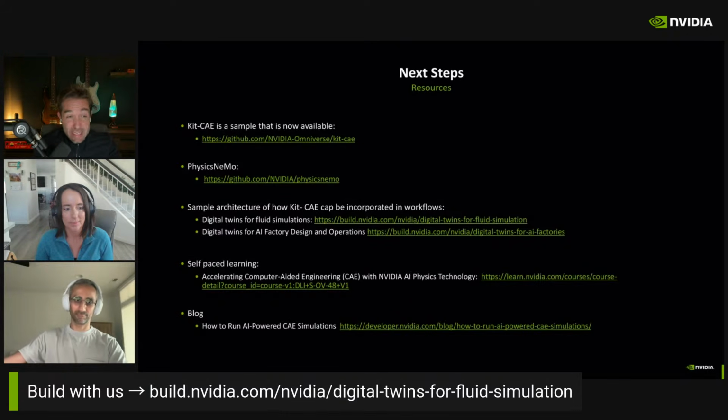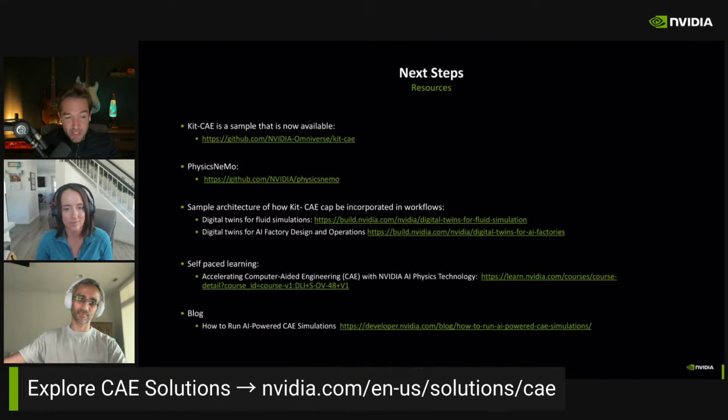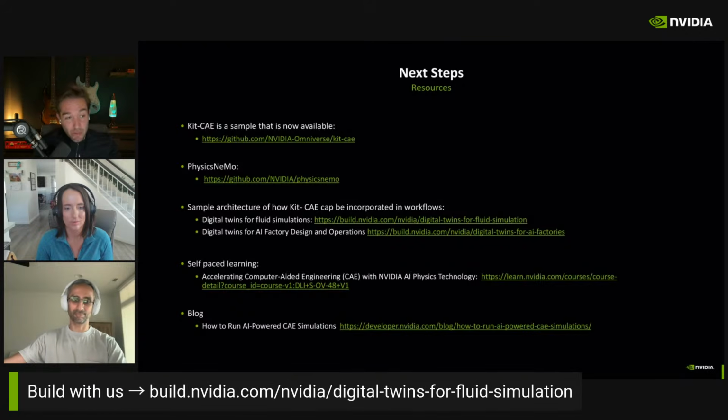Probably the easiest one, if you want to do it, is to go to build.nvidia.com, the blueprint. That is probably the quickest in that it's already built everything together. But you can go one step further if you want to really customize it and bring in your own stuff by going, obviously, to Kit CAE itself.